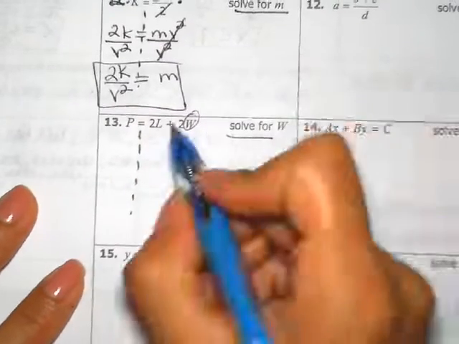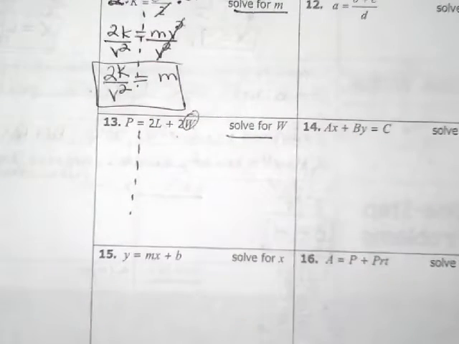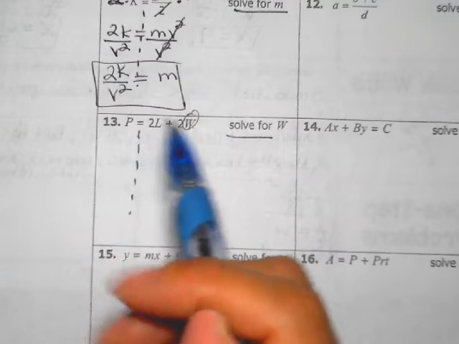So again, like I told you before, the 2 would be the wife and then the 2L would be the girlfriend. So we get rid of what first, Daniel? What would we get rid of? I mean, Dominic, sorry. What would we get rid of first here? We're solving for W.